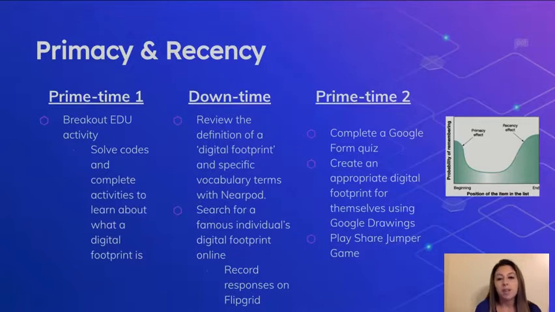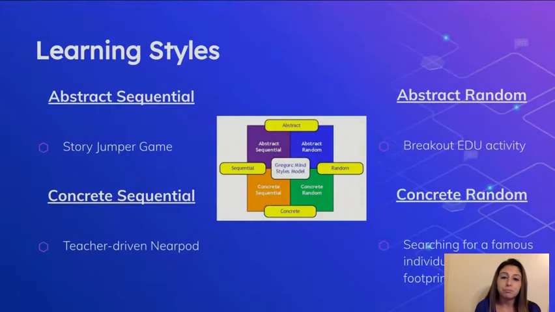And during prime time 2, students will be completing a Google Form quiz to make sure that they are retaining the information throughout the 2 lessons, and also be creating a digital footprint of themselves for themselves using Google Drawings, which everyone has access to because we are a Google district. And if time allows, after the 2 lessons, we will be playing, in addition, the Story Jumper game again, so that way students can review the knowledge from the beginning of the lesson.